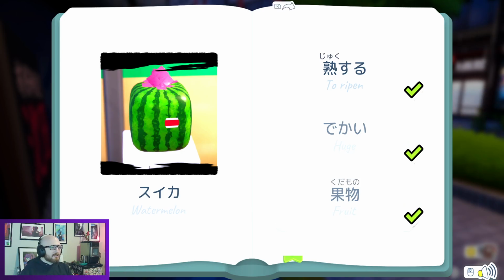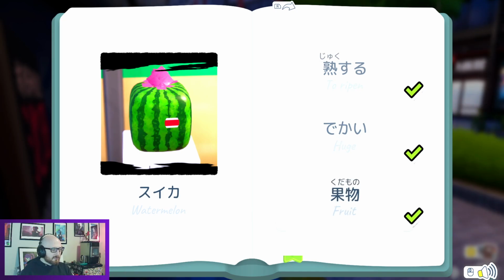Wonderful. Okay. Jukusuru, to ripen. Jukushimasu. Okay, yeah, sure. That doesn't feel good on my tongue, but I'm sure it's fine. Dekai. I mean, compared to other fruit, yeah, I guess watermelon are indeed dekai. Suika ga dekai da. Okay.